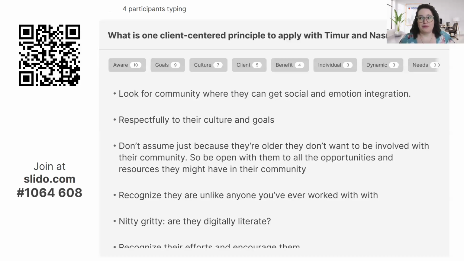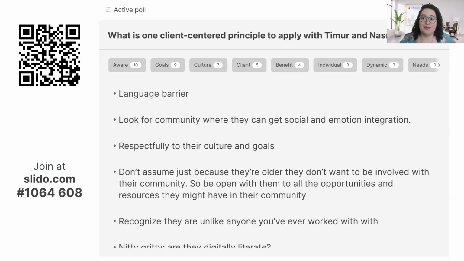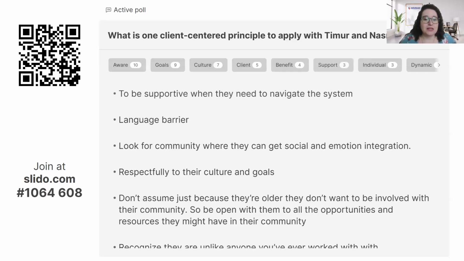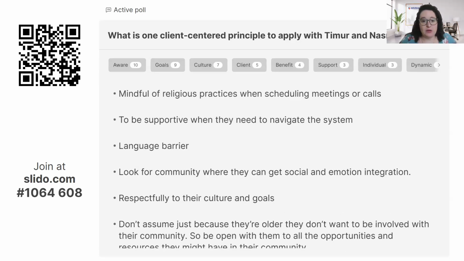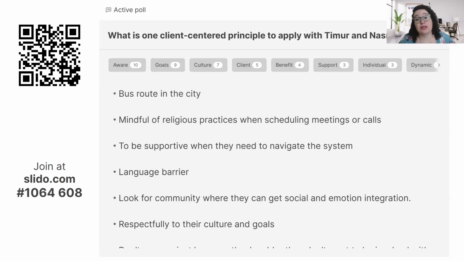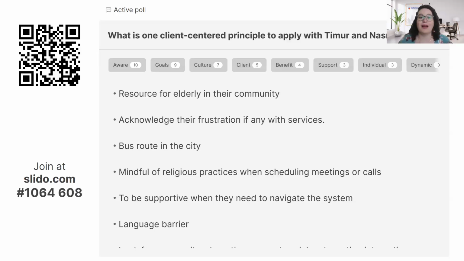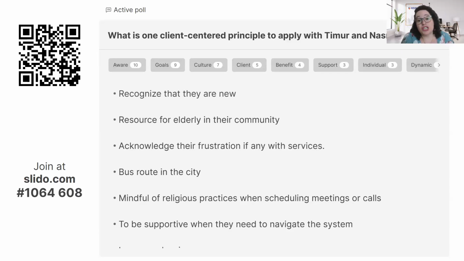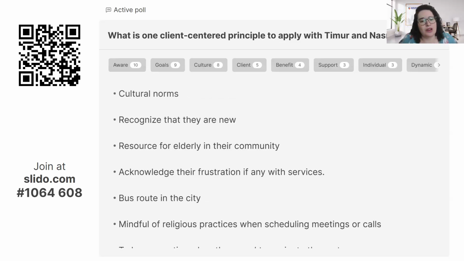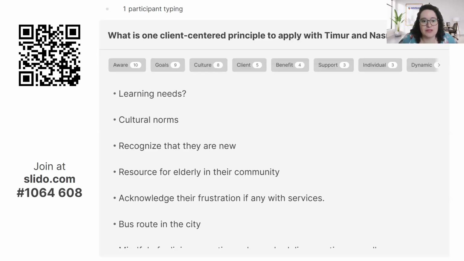These are really wonderful. I appreciate all your thoughtfulness, and you're really hitting on these key elements of client-centered practice. Considering the language barrier, absolutely mindful of religious practices when scheduling meetings or calls. So if they're praying 5 times a day and that has to happen within a specific window, making sure you're not having them miss that window, acknowledge their frustration, if any, with services, having a feedback loop. How can I improve this? How can our agency improve this? That's a really important way to build trust and improve services.